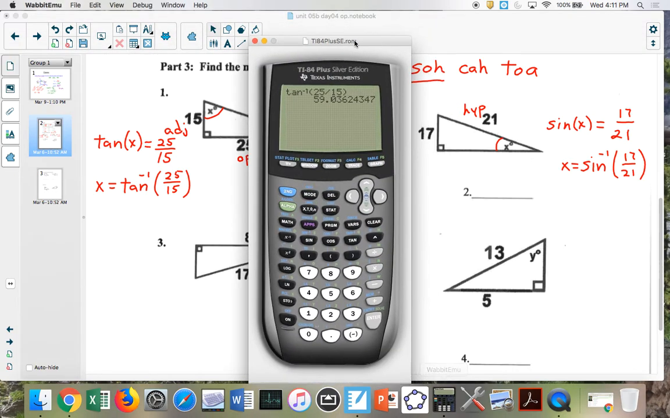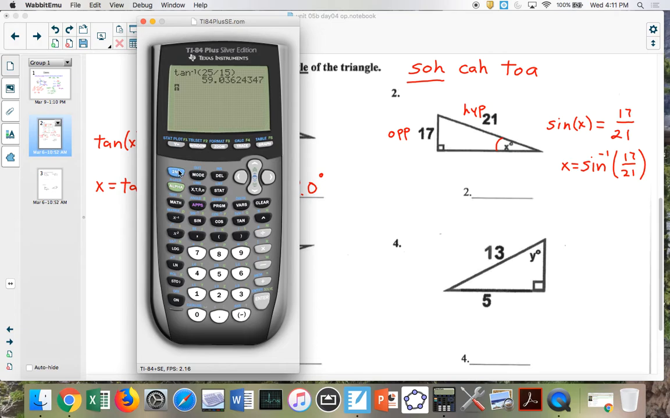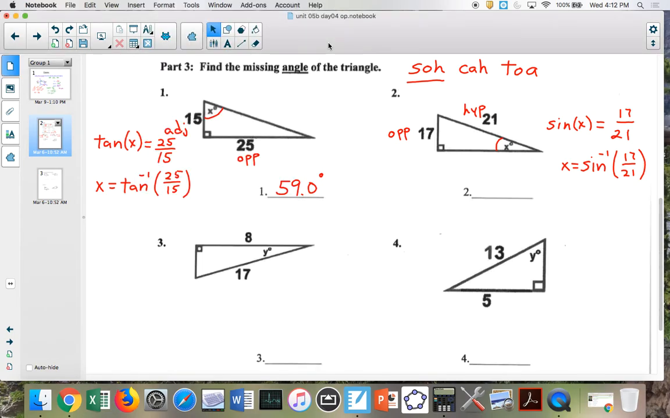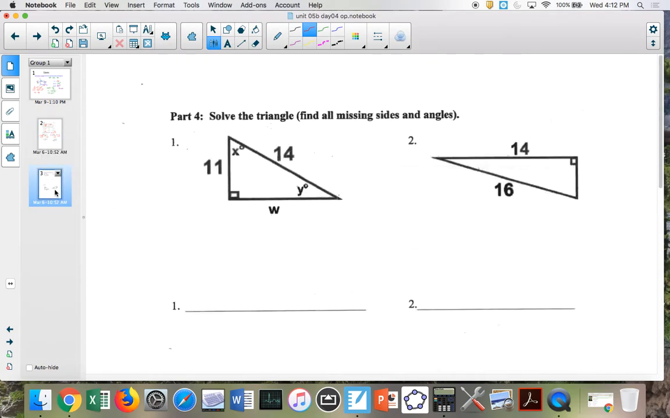Grab the calculator. Second sine, 17 divided by 21. 54.0 degrees. And that's all there is to it. Numbers 3 and 4, similar. All right, so let's go to the next side.